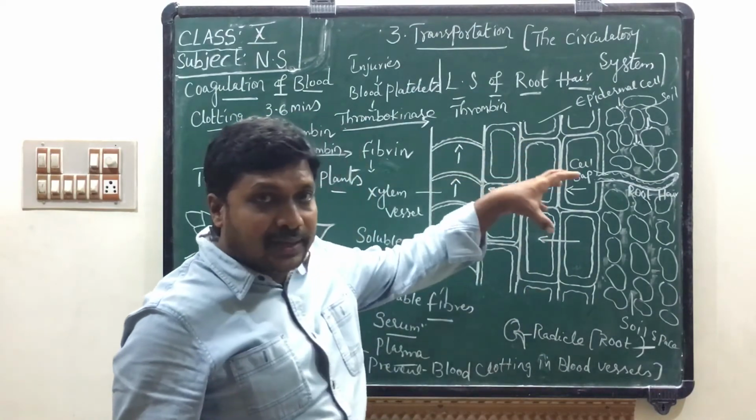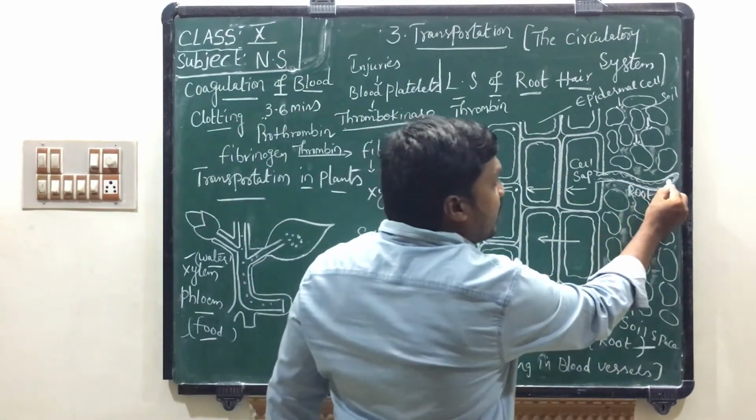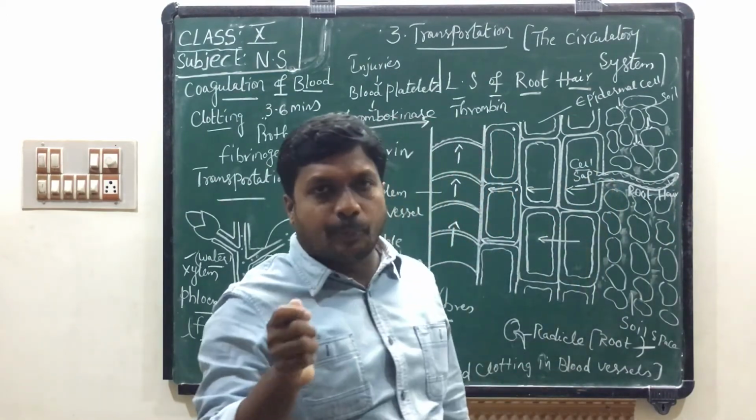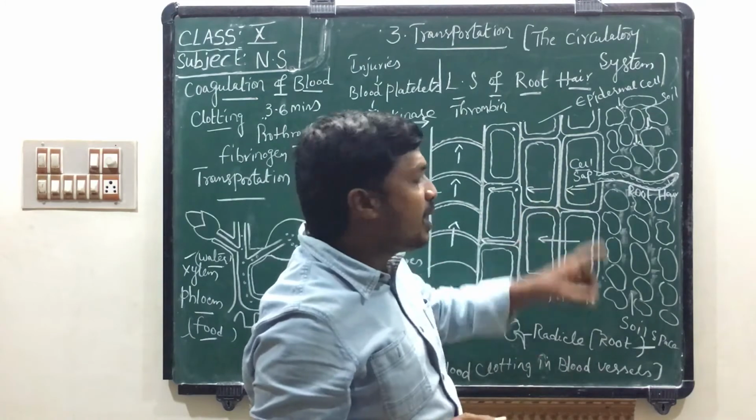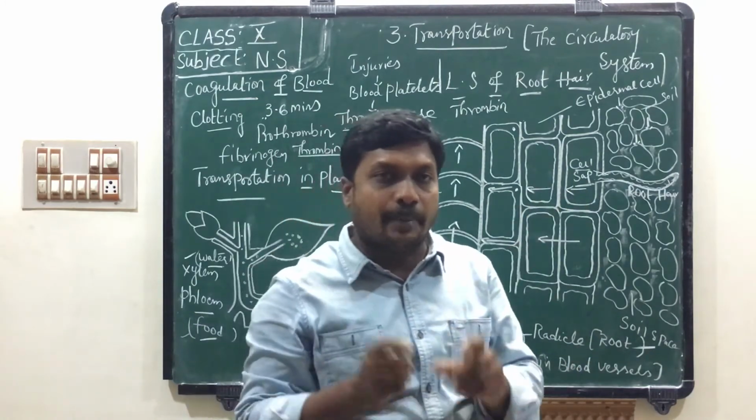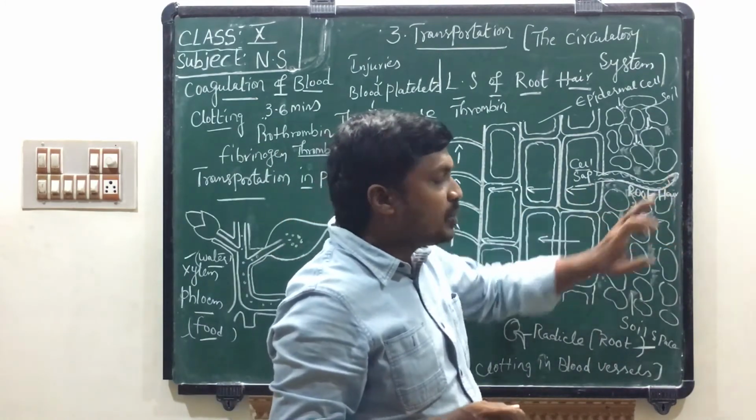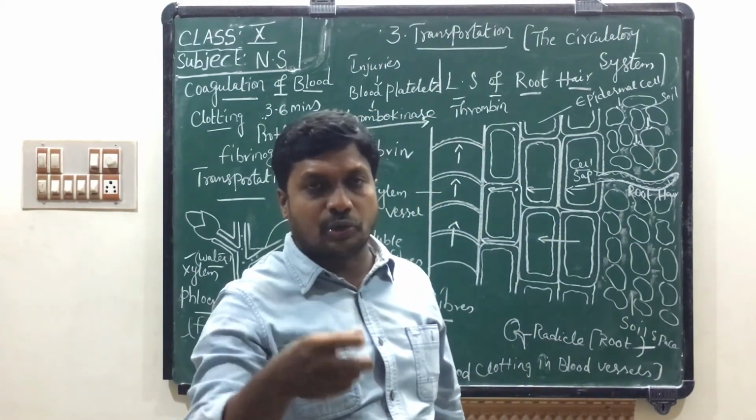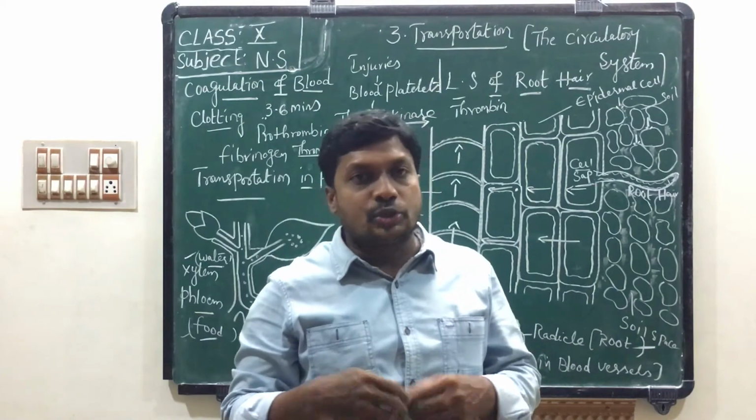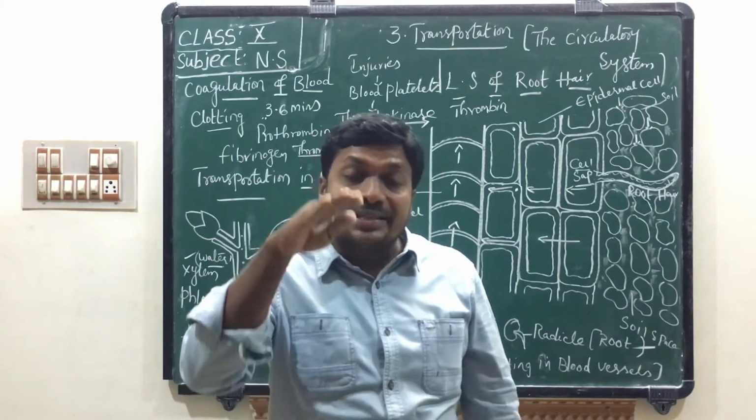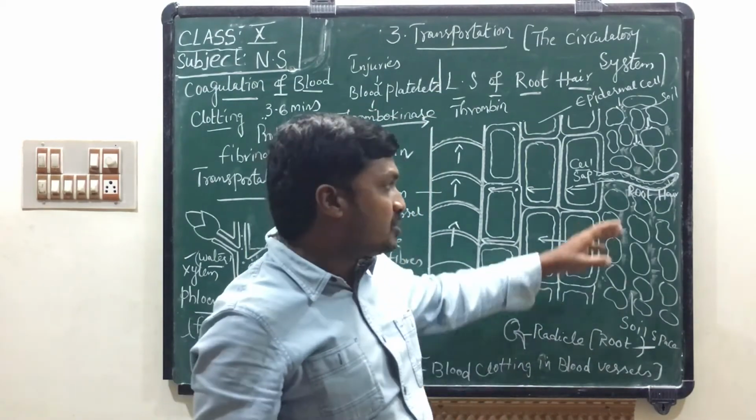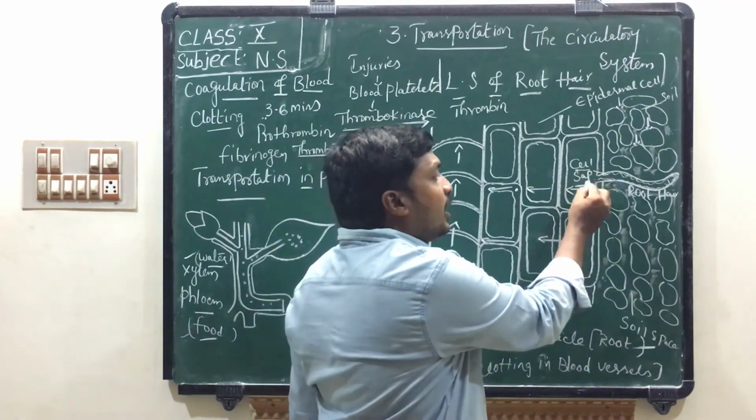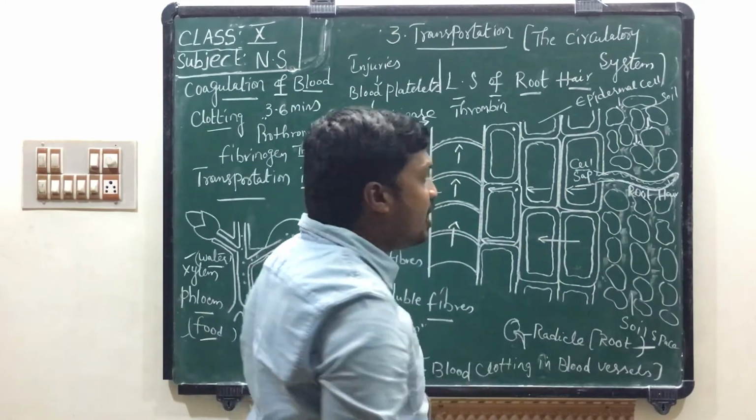Now the concentrated salt solution enters into the first cell of the root hair, that is called cell sap. Keep it in mind, very important. From the exam point of view, they will ask a one mark question: what is meant by cell sap? The first cell of root hair which contains concentrated salt solution. The solution which contains more solute or more salts and less solvent or water is called concentrated salt solution. The first cell of root hair which contains concentrated salt solution is called cell sap.